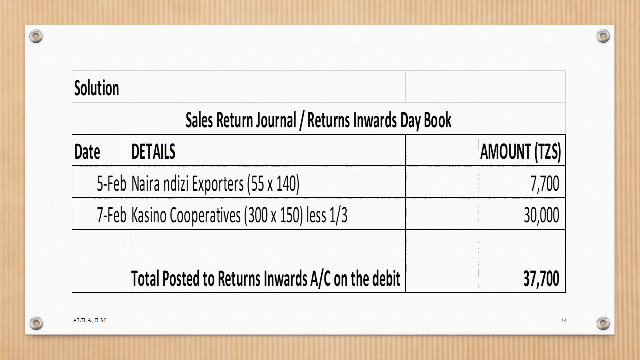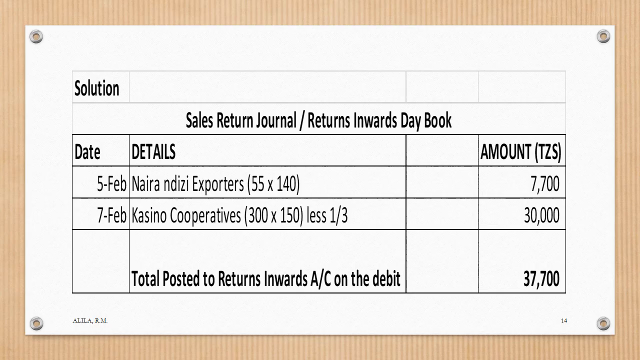In this case also, we prepare the sales return journal or return inward daybook. So on February 5, Naira Ndizi exporter returned 55 bunches times 140 becomes 7,700. On February 7, Casino Cooperative, remember we make a return of 300 by 150, but there was a discount of 1/3, so equally we deduct 1/3 discount, so we remain with 30,000.